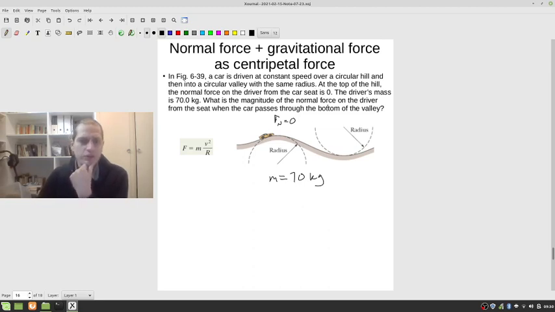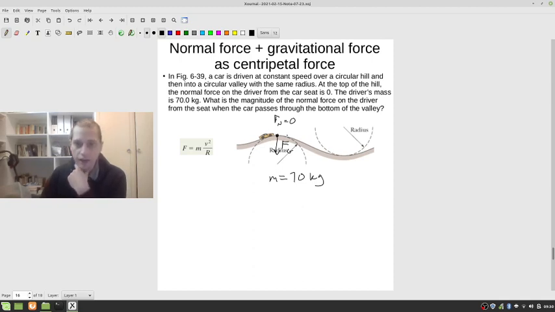What is the magnitude of the normal force on the driver from the seat when the car passes through the bottom of the valley? All right, so here's the thing to realize. The only forces at play here are the normal force and the gravitational force. In this case, what force is drawing that car towards the center of the circle? Well, we're told that the normal force is 0, so that full force has to be the gravitational force.